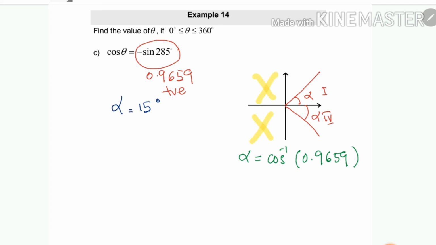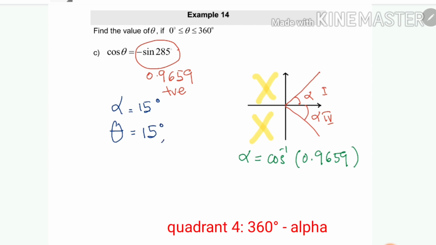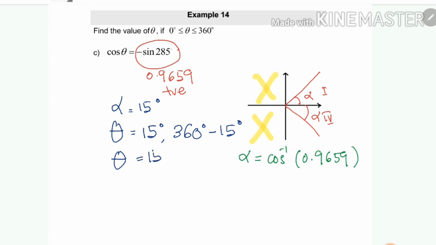Alright, let's relate with the quadrant. What is the value of theta? For the first quadrant, we accept the alpha, which is 15 degree, an acute angle. Next, for fourth quadrant, we use 360 degree minus 15 degree. And finally, theta equals 15 degree and 345 degree.